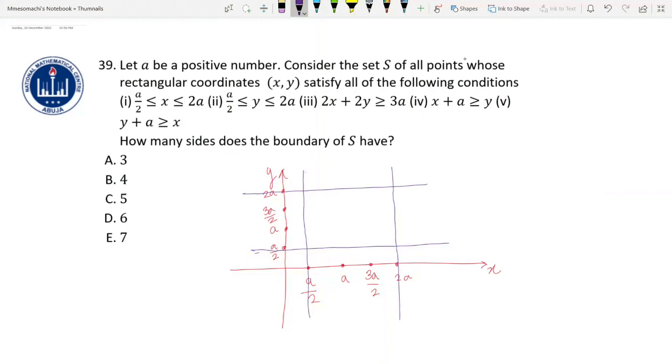So next, we plot the graph 2x plus 2y equals 3a, and then later we interpret the inequality. To plot this graph, we look at when y is 0, x is 3a over 2. So we'll join this point. And when x is 0, y is 3a over 2, to this point. So it will be something like this.